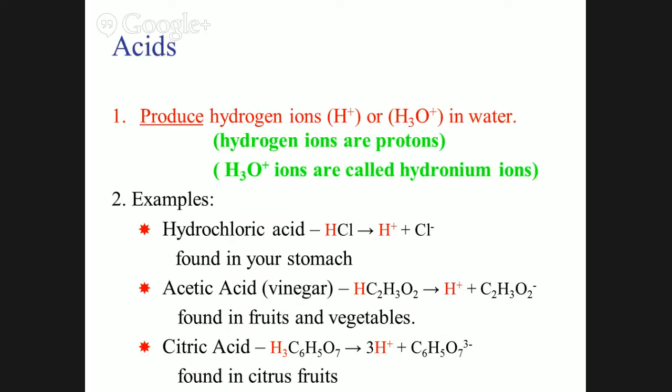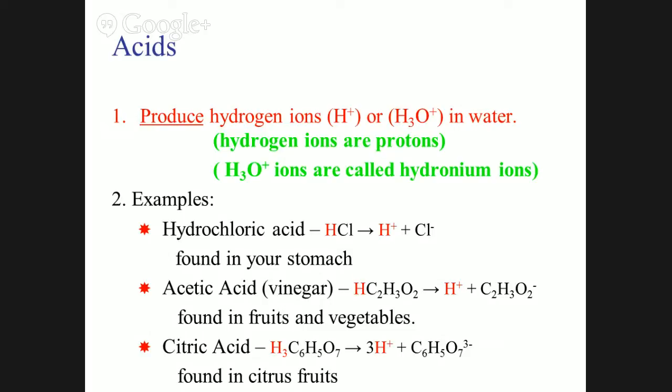We have some examples here of some acids. We have hydrochloric acid, HCl, found in your stomach. We have acetic acid, vinegar, found in fruits and vegetables, and of course, salad dressings. And citric acid, found in citrus fruits, lemons, limes, oranges, grapefruits, etc.